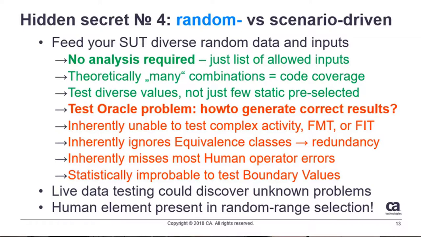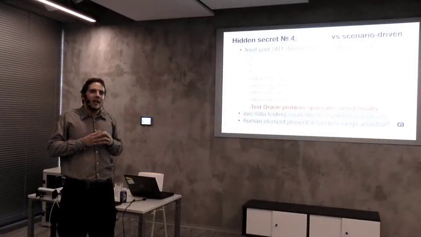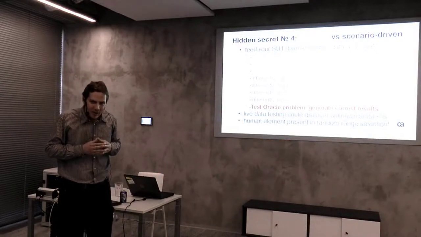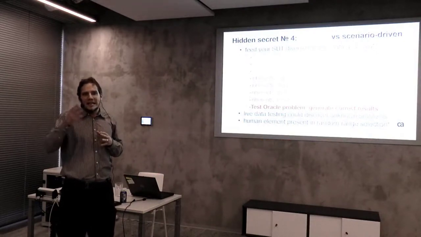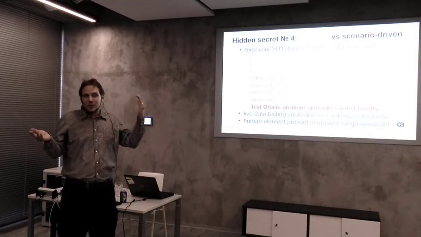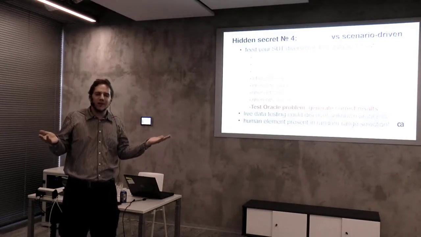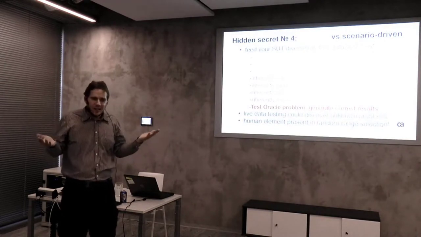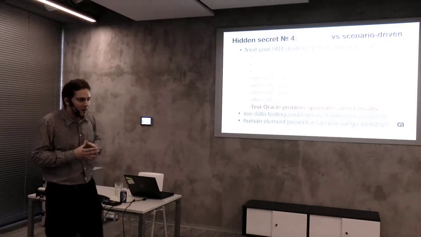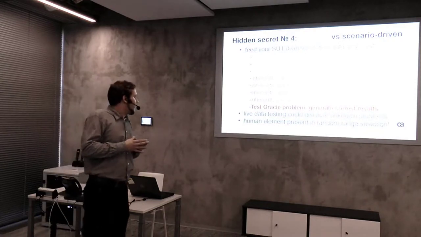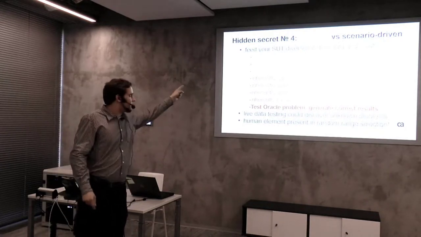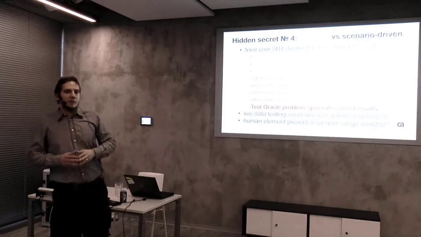Like, wow, that's something to report to the upper management, right? And it's all nice and shiny until you remember that even simple code with 70 branches has sextillions of possible code paths. And 10,000 compared to thousands of billions doesn't really compare that well anymore, now does it? But the good thing is that it tests diverse values and not just a few static pre-selected.